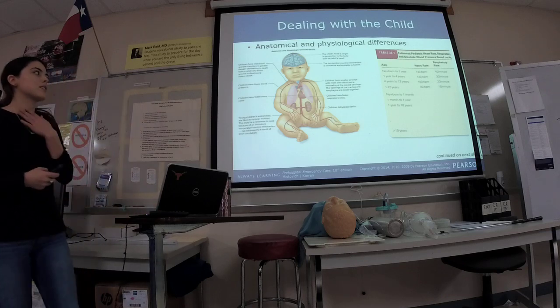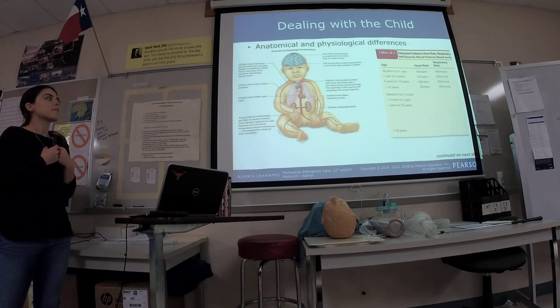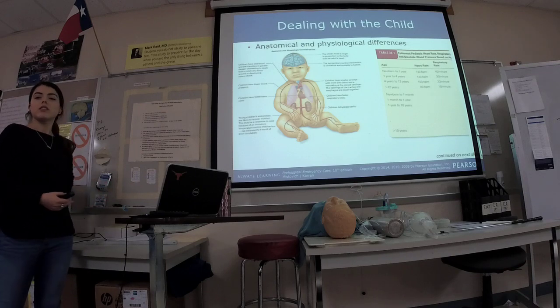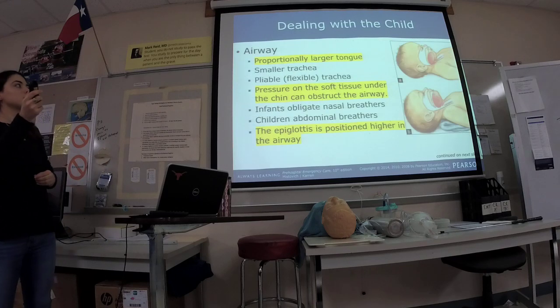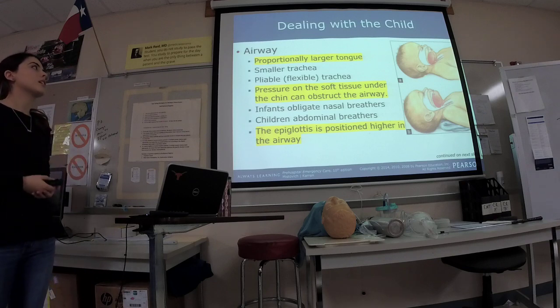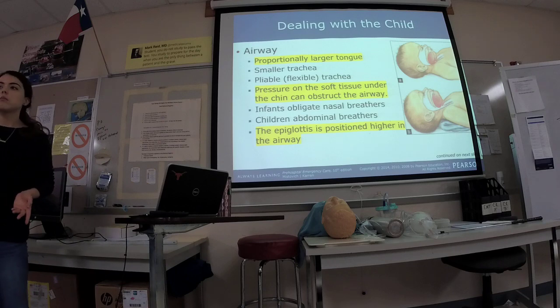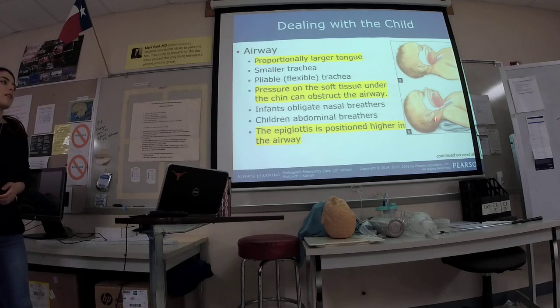Another thing with their airway, so a child's airway is a lot more flexible. So whenever a child's laying down, it's a really good idea for you to put a towel underneath their back, because sometimes even if you hyperextend their neck, it may close off the airway just because it's so flexible. So, like I said, with the flexibility of the airway, not only that, but the tongue is proportionately larger, so it can obstruct the airway. So we really have to make sure to put that towel right underneath the shoulders, like in this picture.